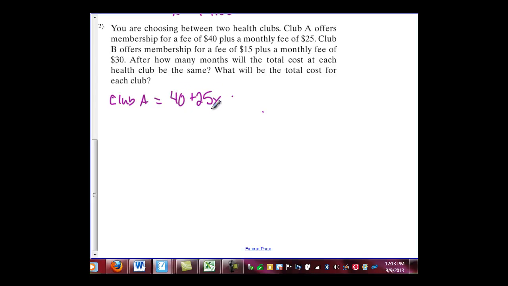Yes. So 40 plus 25x. And now let's do Club B. Club B has a membership fee of $15 and a monthly fee of $30. How do we write that? Now you guys wrote that without even thinking about it. What does x represent? Yeah, the number of months.